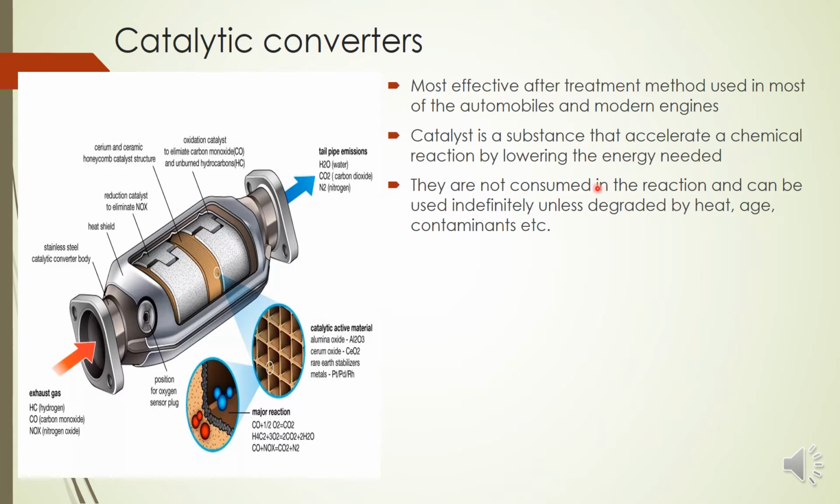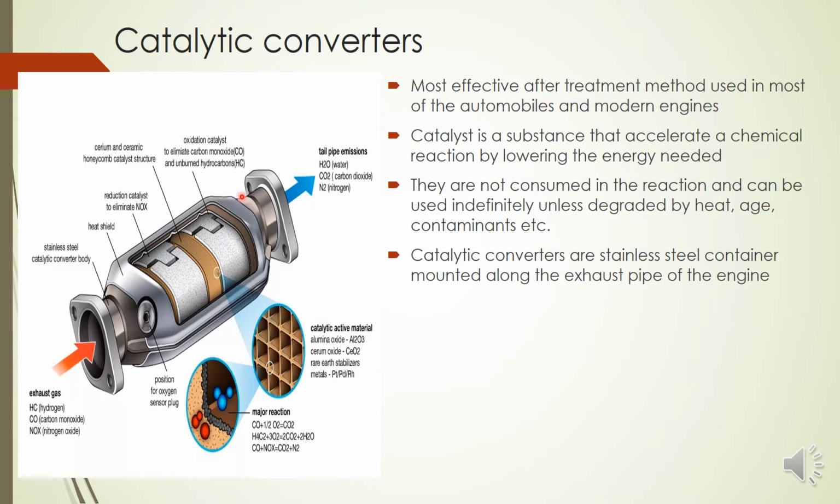So that means the catalyst will not take part in the reaction. They will remain as such and we can use them indefinitely. That is the important advantage of a catalyst. We can use it indefinitely unless it is degraded by some heat or age or other contaminants. So that is the advantage of the catalytic converter. Once the catalyst is used, we can use it for several kilometers until it is degraded by age or some other problem.